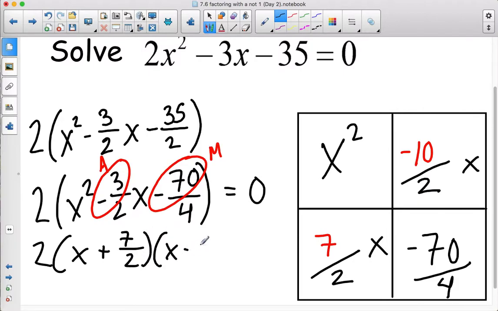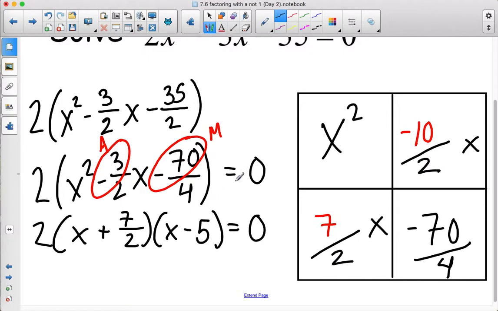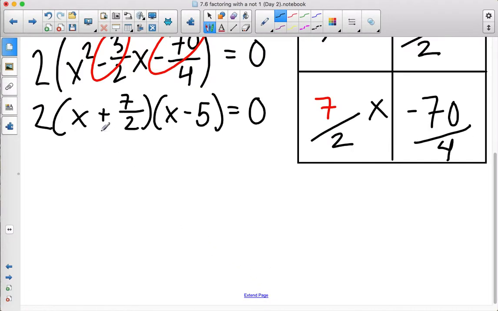x minus 10 halves, but instead of writing 10 halves here, I know 10 divided by 2 is going to make 5, so I'm just going to write 5 right now. Equals 0. And now I have it factored, I can answer the question.